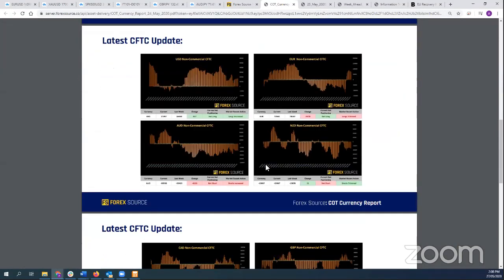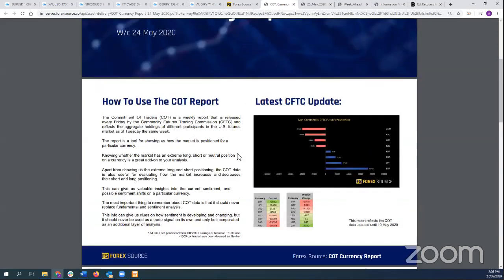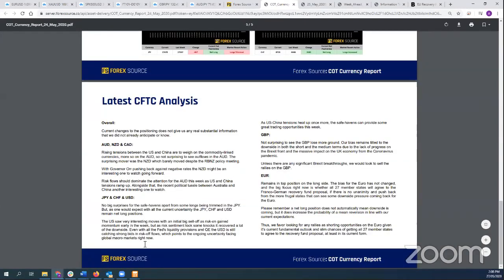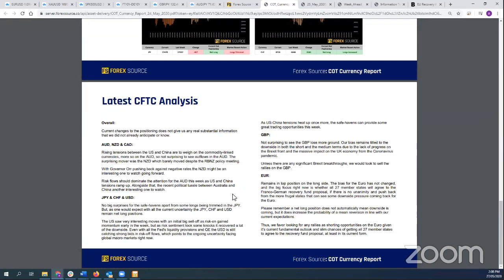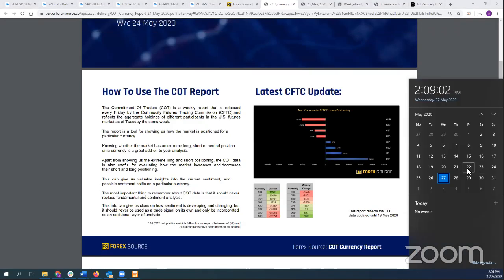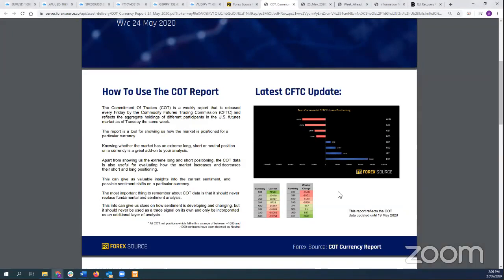Obviously, in the short term, things like positioning are interesting to look at. We do this on a weekly basis. We go through the majors, showing the net short and net long positioning and the weekly change. Then we have a very quick analysis of what the recent data showed us. Now, the one thing that's super critical for traders to understand about the COT data is that it's always going to be very lagging. The data we got on Friday was only up until the 19th of May. So the moment you get the CFTC data, you're already 2 weeks behind what the market has already done.